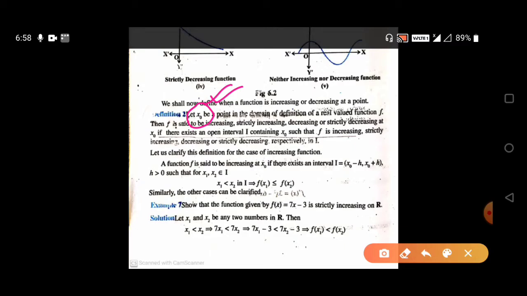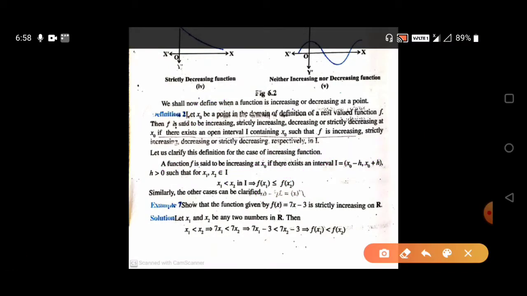Whenever a single point is given, we have to find an interval I, and here x naught should belong to I. Then we will check for the interval I. If the function is increasing, strictly increasing, decreasing or strictly decreasing in this interval, then we can say this is true for this point also.